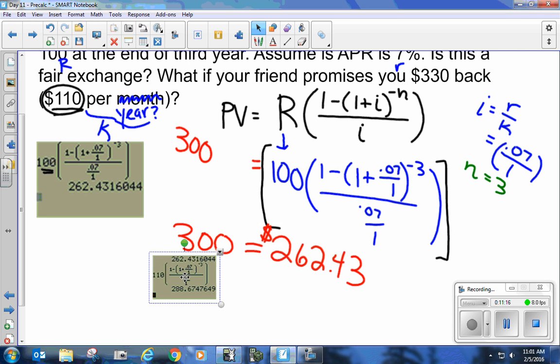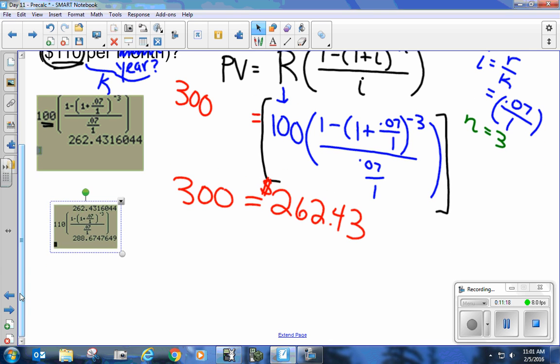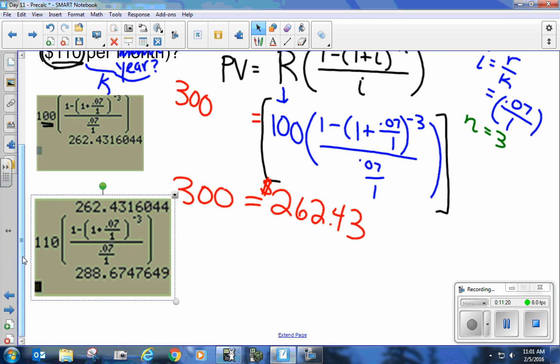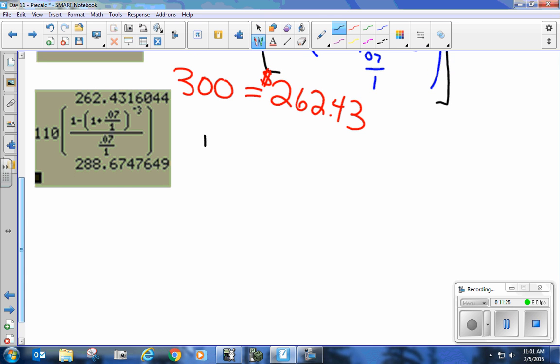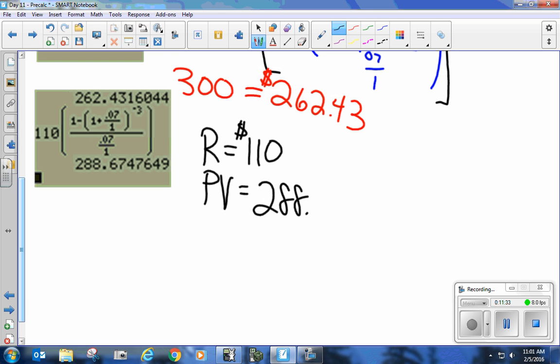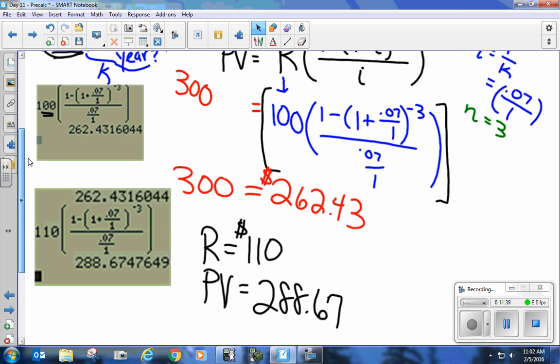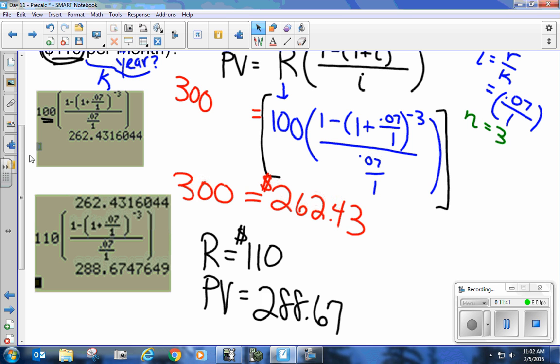So now we're going to mark this in our calculator here. Okay, in your notes, make sure you write this in your notes. If R equals 110, then PV is what? 288.67. I think that's a little bit closer to what you let him borrow. You could, and I actually probably would.